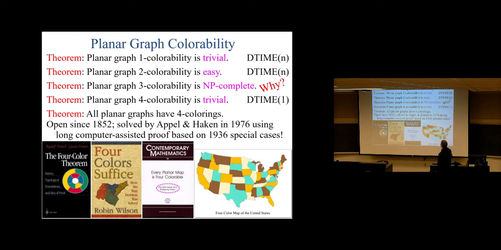Interesting thing about this proof, even though they proved that four colors suffice to paint any planar graph, that proof required almost 2,000 special cases. Each one had to be separately established as a lemma. So the proof was hundreds of pages long, maybe thousands of pages long, actually.